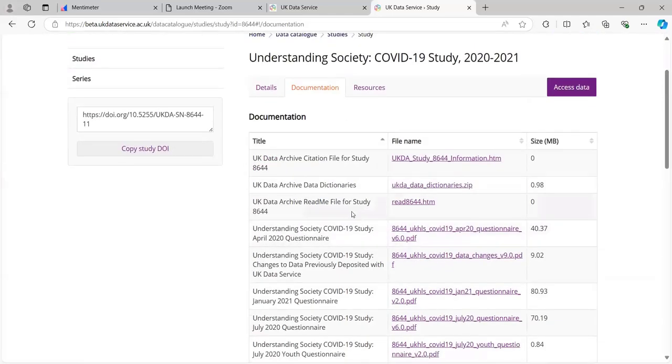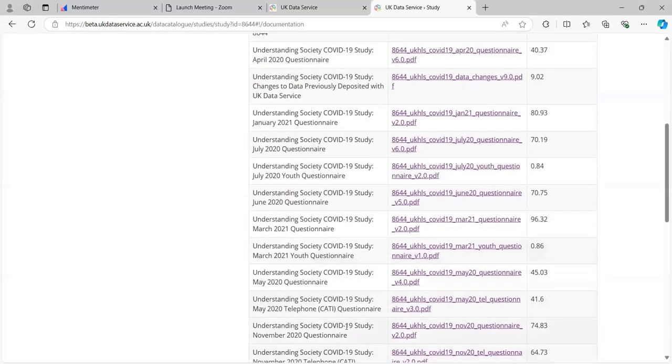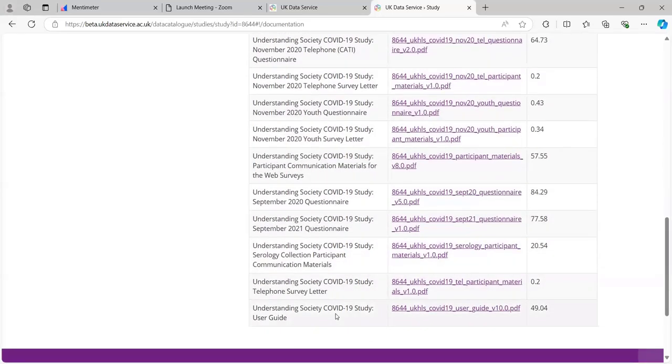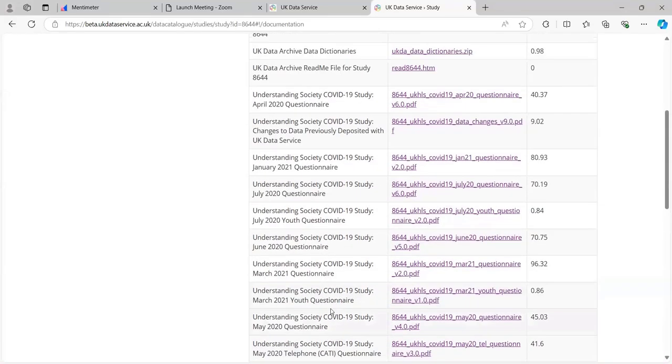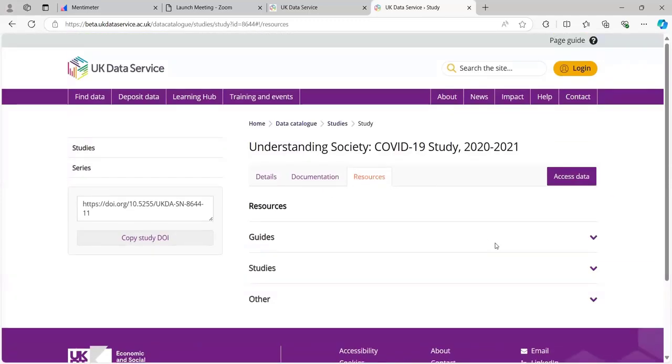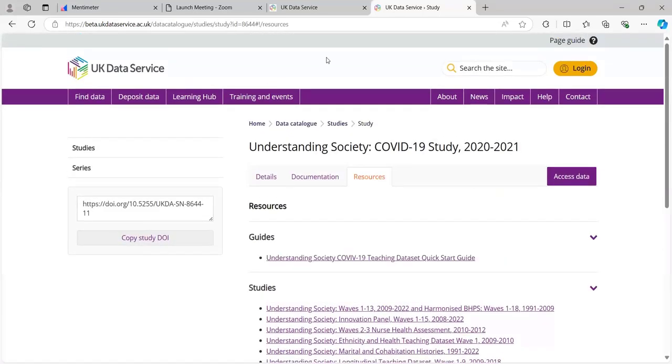And then within that, you also get a series of things. So there's the data archive, data dictionaries, there's the original questionnaires. And because this was carried out in waves, you've got the different questionnaires over time and the different data dictionaries. So those didn't stay the same because our concerns about COVID shifted along. And then some of the documentation sent to participants. If you look in resources for some studies, you will find specific things. So there you have a link to other studies. There's a teaching data set linked with it, so there's a study guide for that.